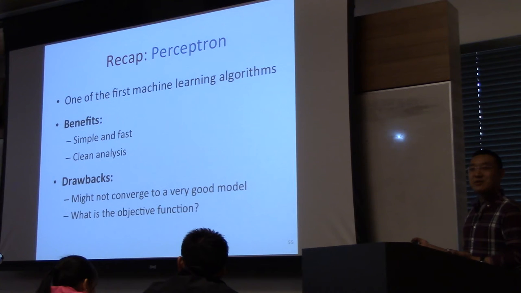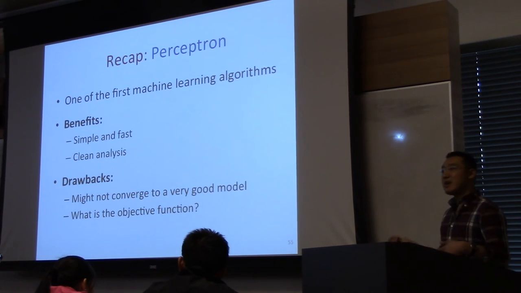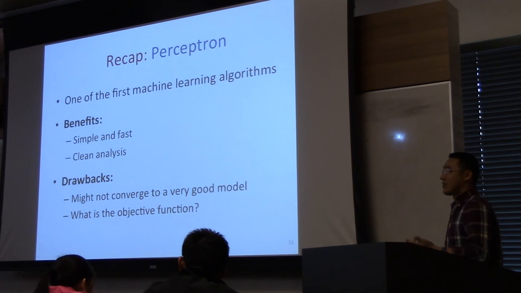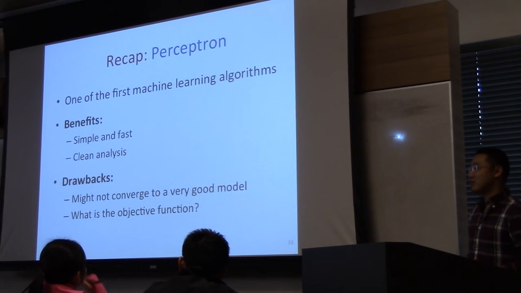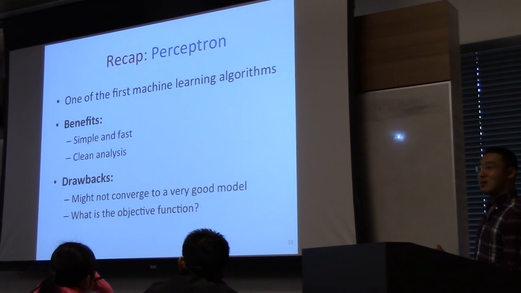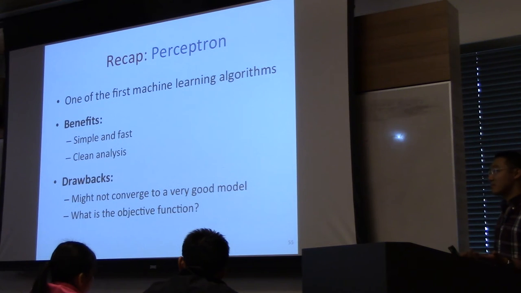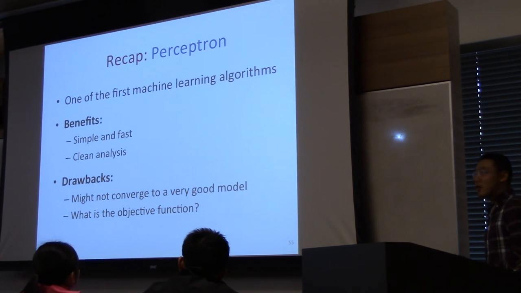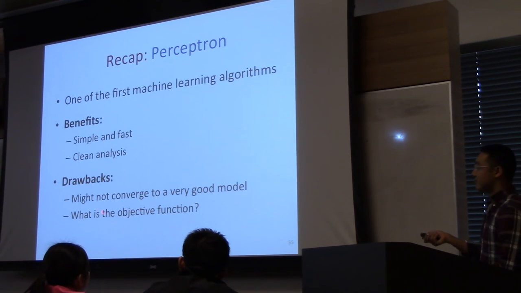There is no loss function here. I did not define any loss, I just defined an algorithm. And there is a mistake bound, but the mistake bound and a loss function are somewhat separate concepts. So what is the Perceptron algorithm actually optimizing? Is there an objective function? We'll get back to this at the end of this lecture.